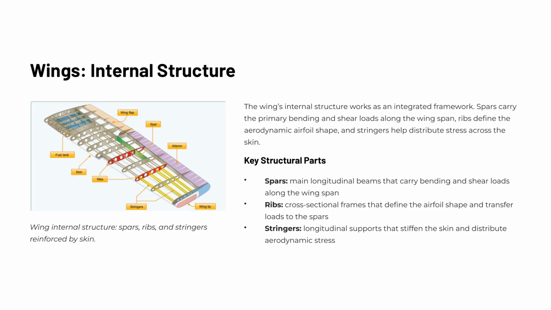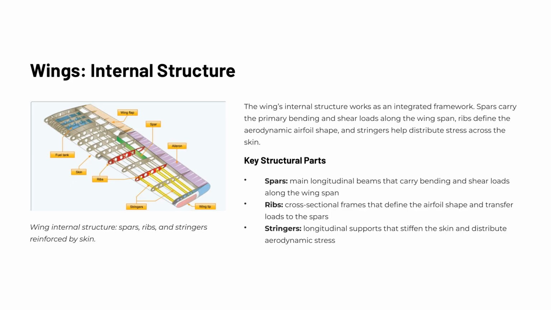Stringers run longitudinally alongside the spars and work in conjunction with the wing skin. Their primary function is to stiffen the skin and help distribute aerodynamic stress across a wider area, preventing buckling and maintaining structural rigidity under load.